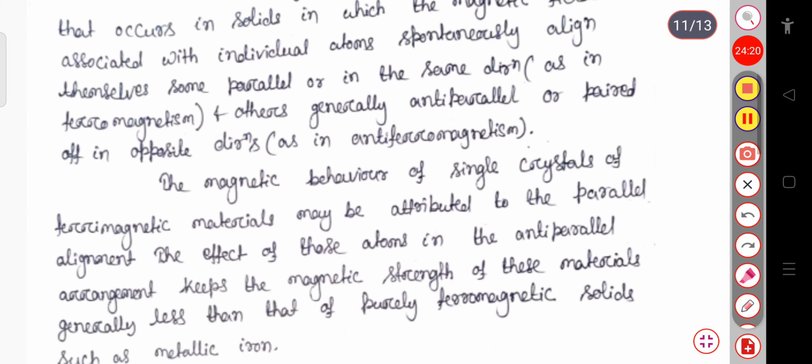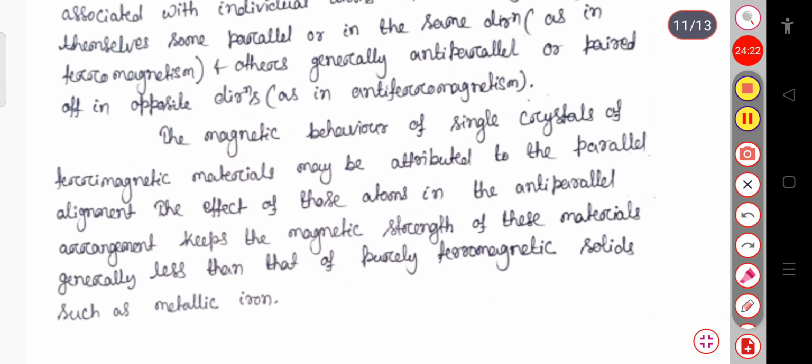The magnetic behavior of single crystals of the ferrimagnetic material may be attributed to the parallel alignment. The effect of those atoms in the anti-parallel arrangement keeps the magnetic strength of this material generally less than that of a purely ferromagnetic solid such as metallic iron. So this is about ferrimagnetism.